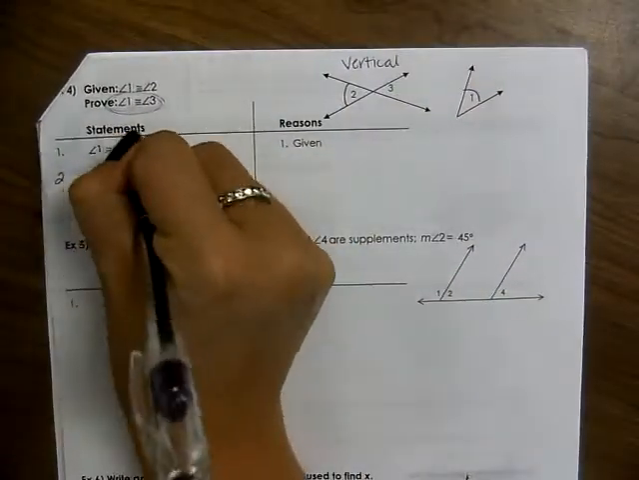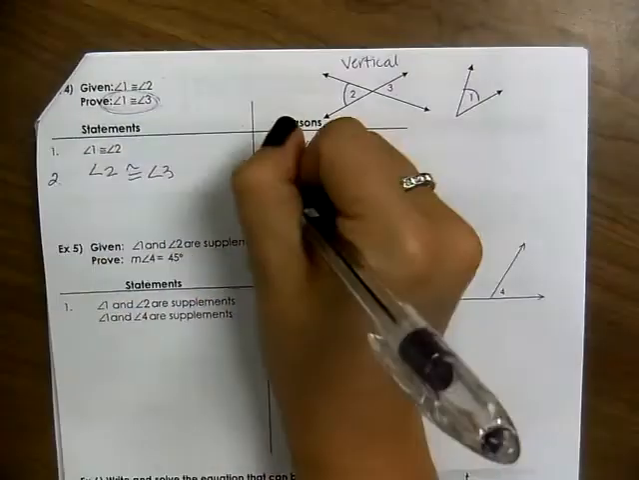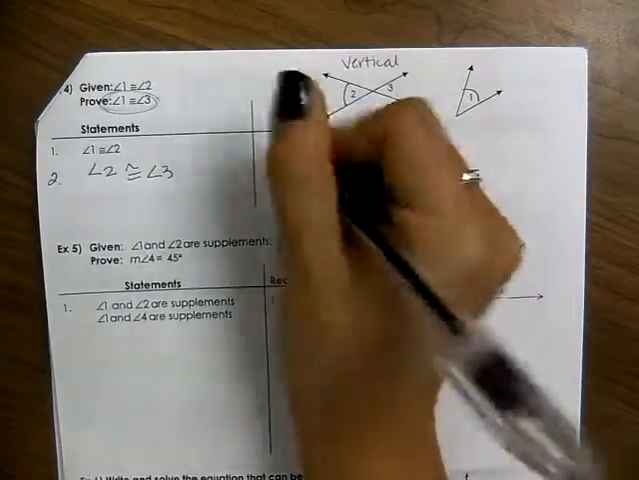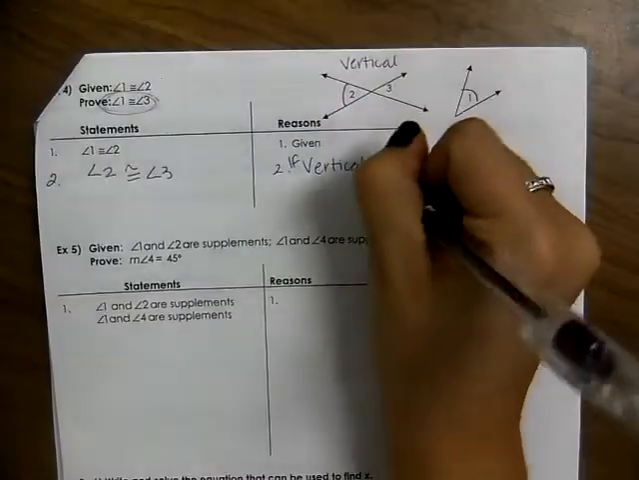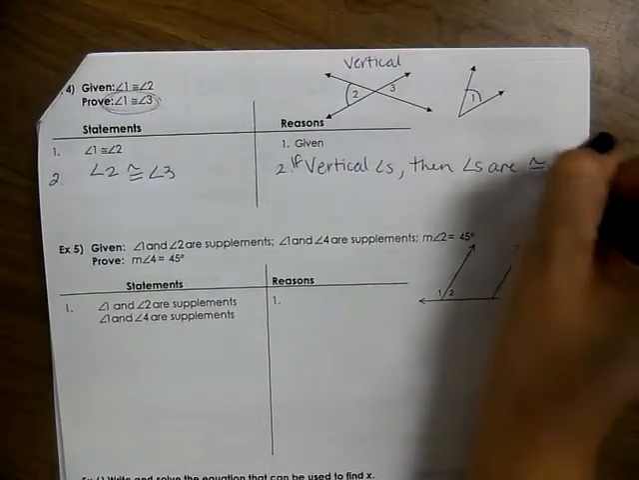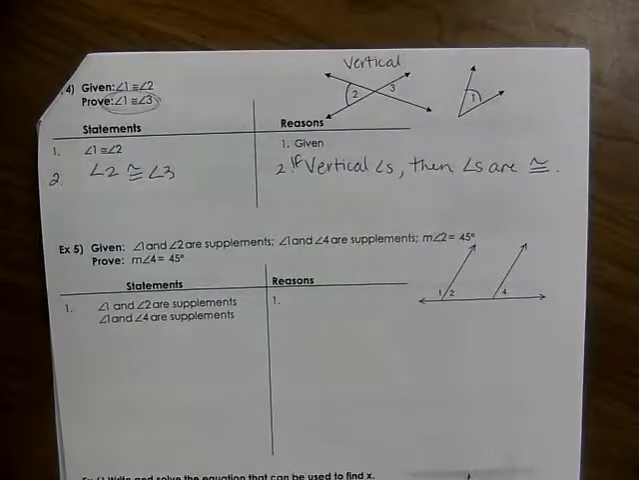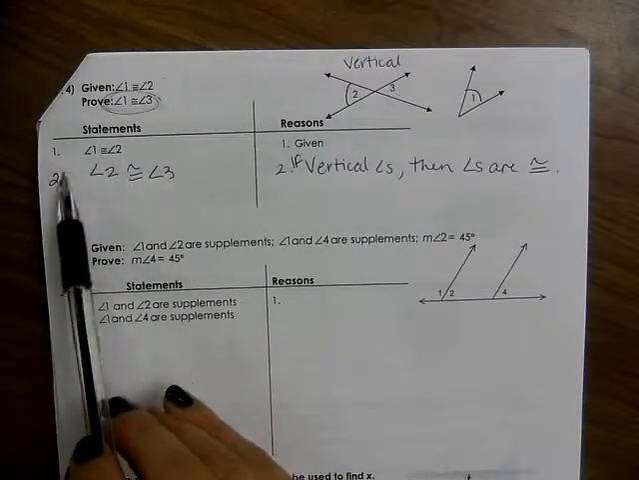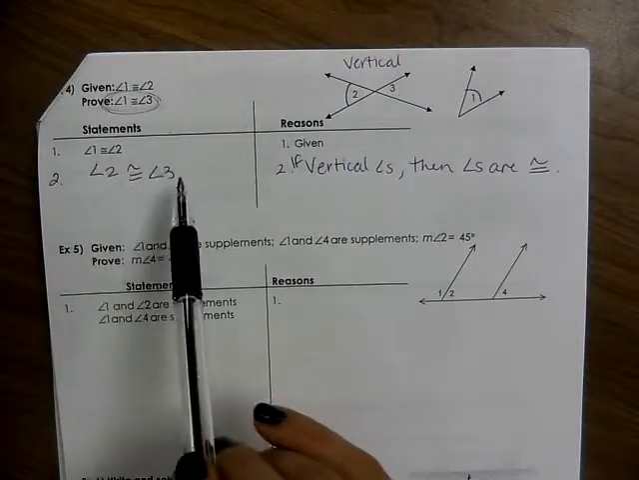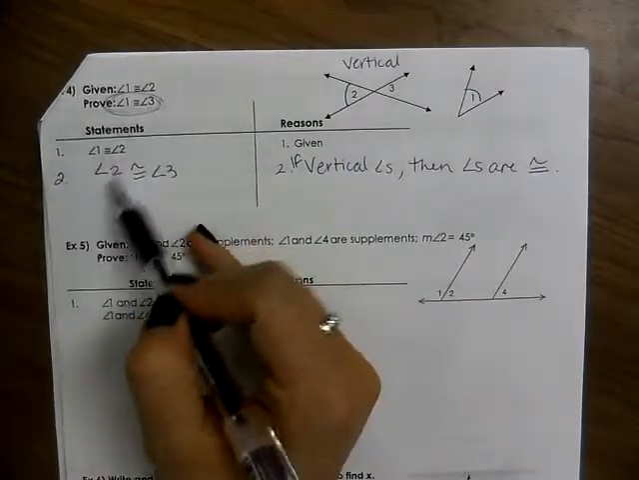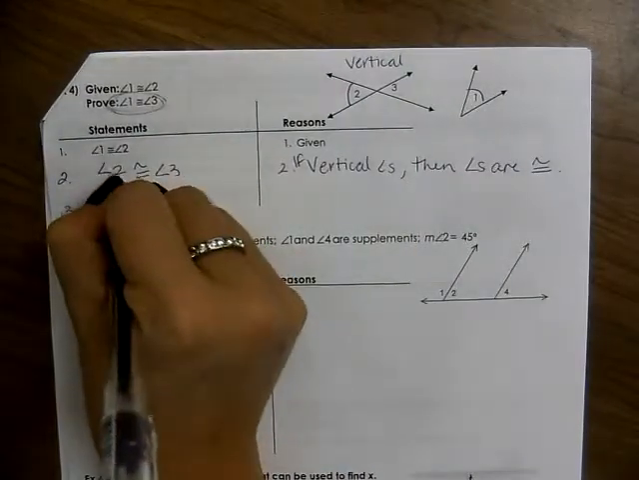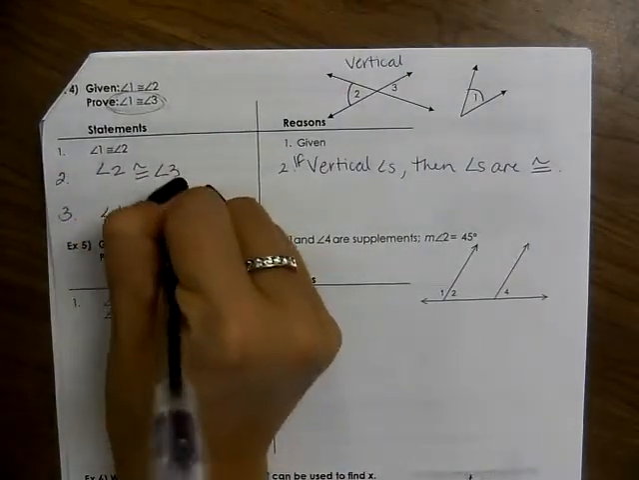So I know that angle 2 is congruent to angle 3 because vertical angles are congruent. And we can say if vertical angles, then angles are congruent. Okay. Well, look what we have here. It's like that chain, right? Angle 1 is congruent to angle 2, and angle 2 is congruent to angle 3. That is that match up there, so those cancel, right? And we can say now that angle 1 is congruent to angle 3.